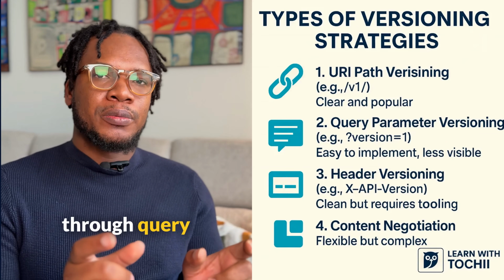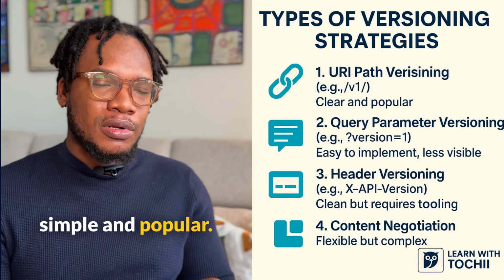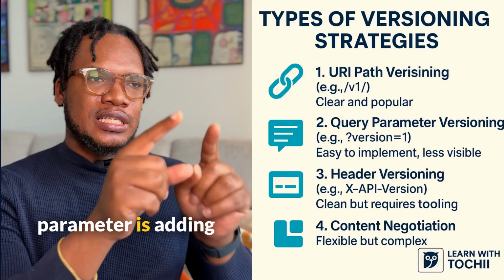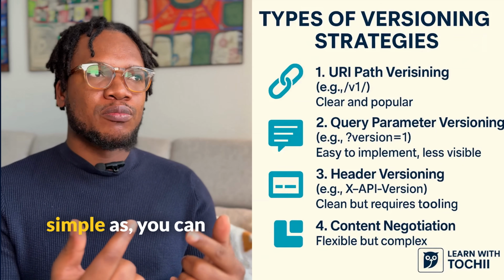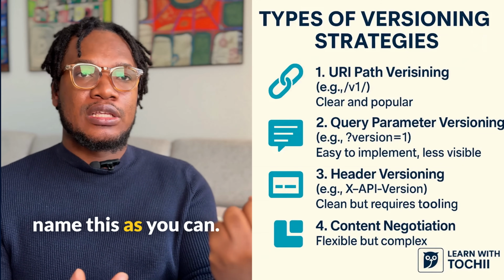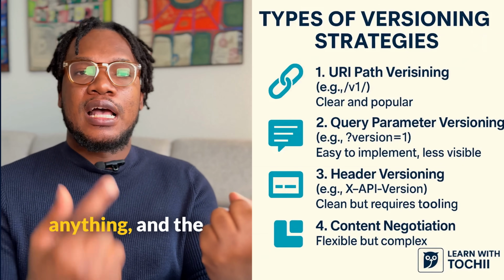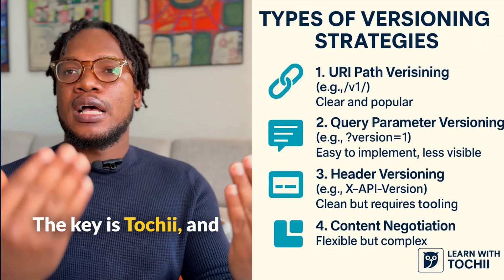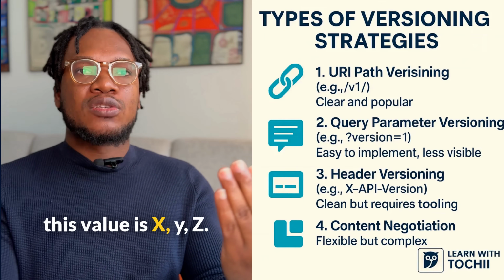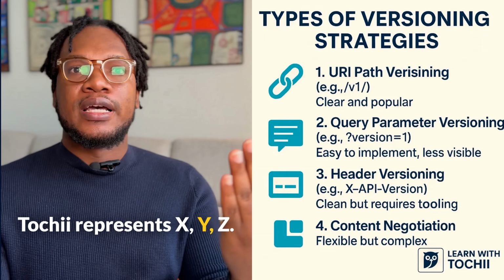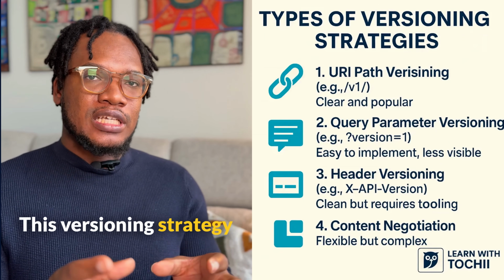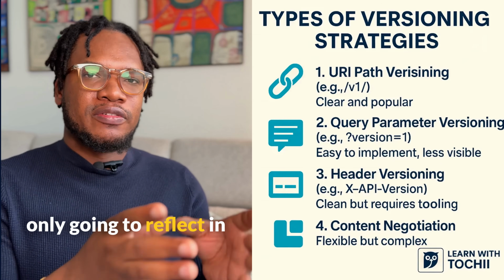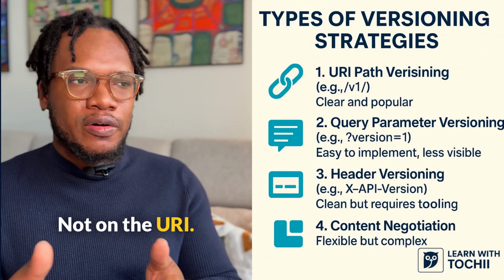Secondly, versioning through query parameter. This is simple and popular. If you have used Postman or Swagger, using the query parameter is adding a key and value. It's as simple as this: the key can be named anything, and the value is the description of what that key is. The key is Tochii, and this value is XYZ. Tochii represents XYZ. This versioning strategy says you can also say this as V1, V2, but the difference is it's only going to reflect in the query parameter. It's not on the URI part.